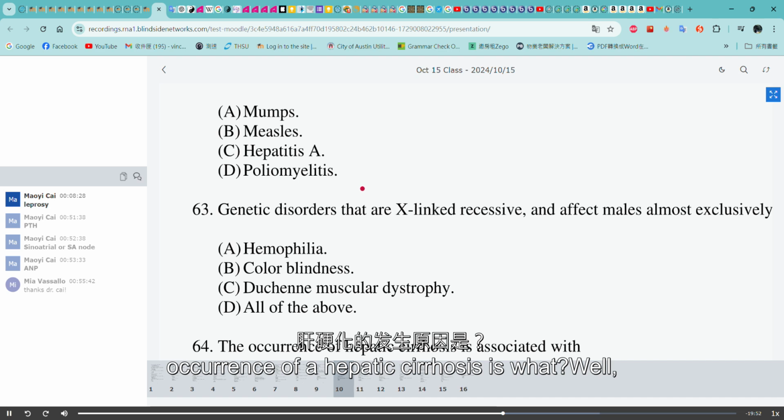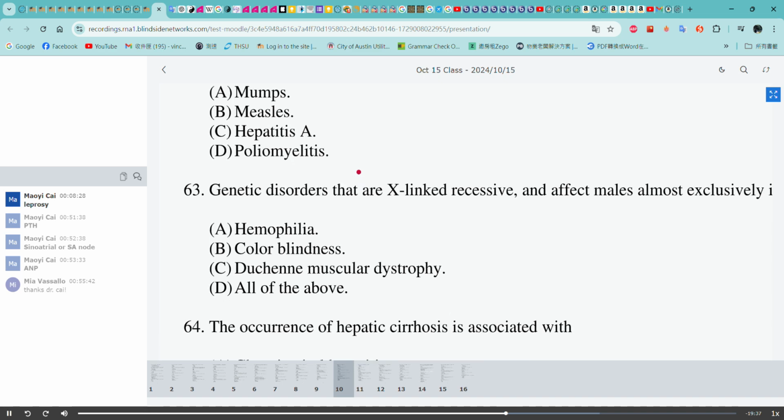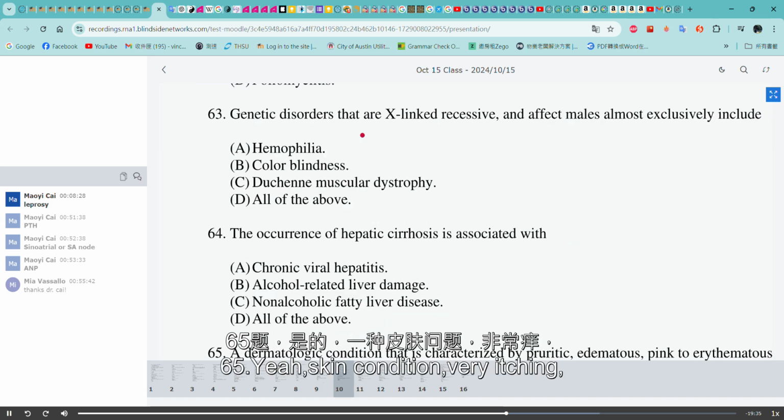64. Occurrence of hepatic cirrhosis is what? Well, if you have hepatitis, you have alcohol liver damage, and then you have fatty liver, well, they all possibly can cause what? Hardening of the liver. So that's D also. 64 is D.